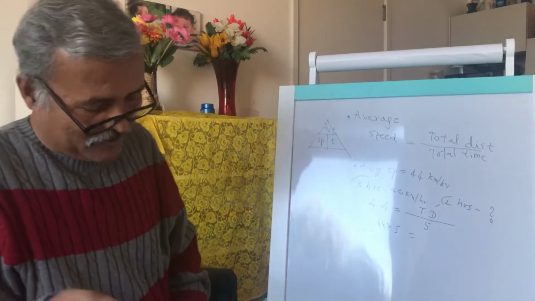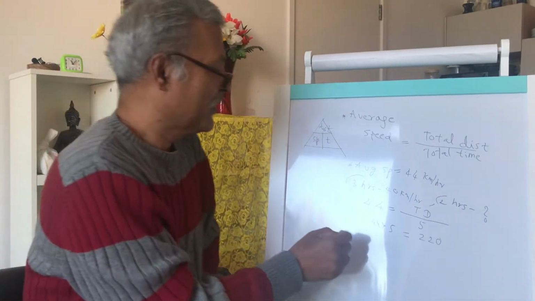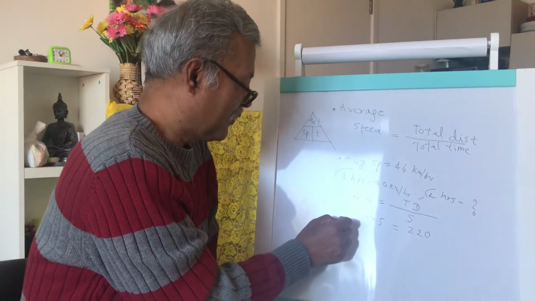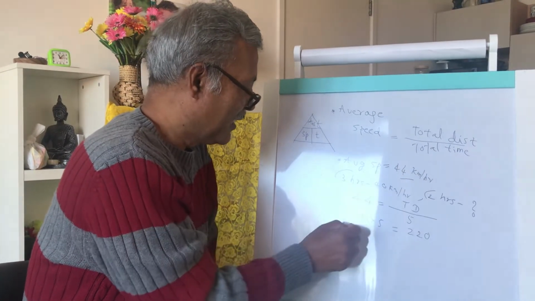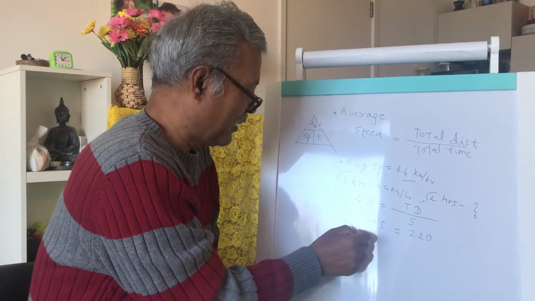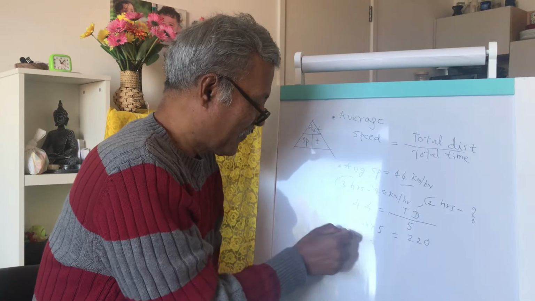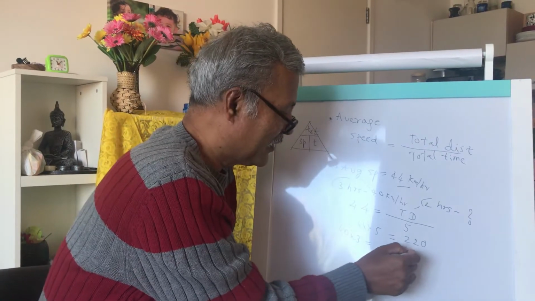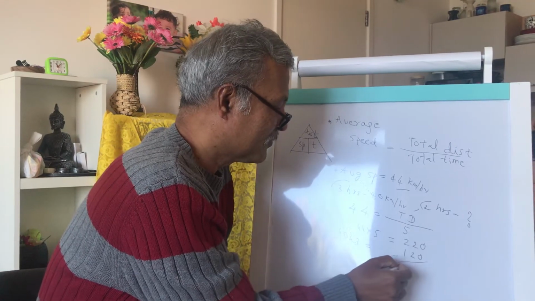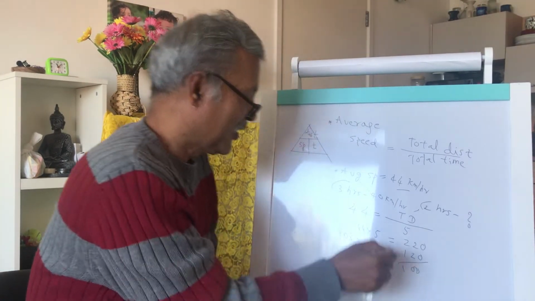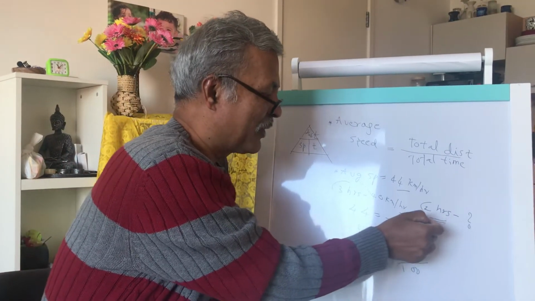So 44 into 5 is 220. So now the question is, 44 is the average speed. First part is 40 speed. With this speed, how many hours have you traveled? 40 into 3, because that gives the distance. So tell me now, 40 into 3 is 120. So what remains? 100. So what is this 100? 100 is the distance traveled in the next 2 hours.